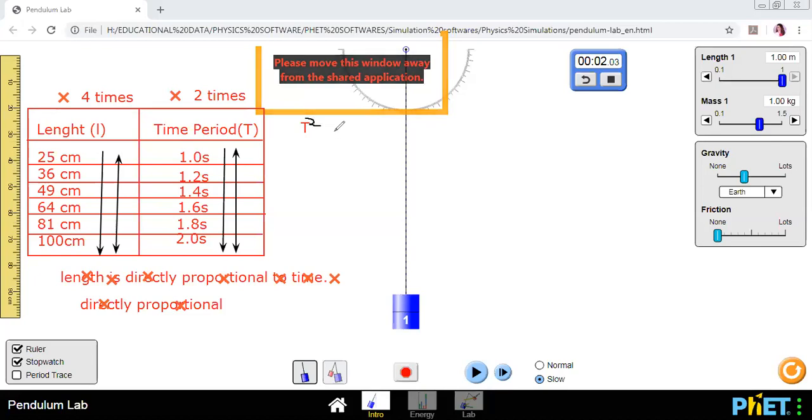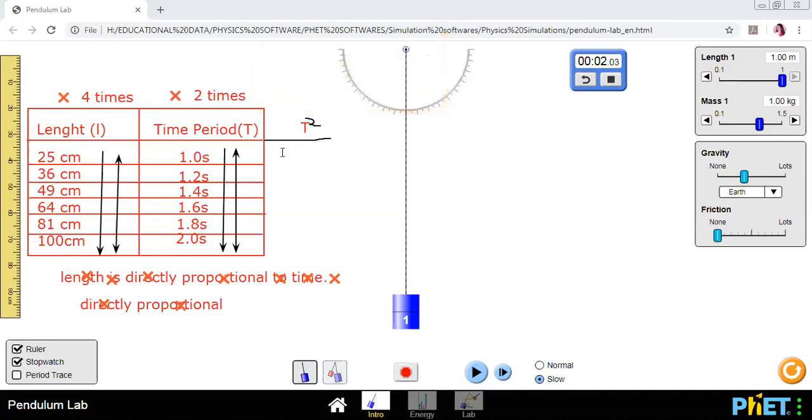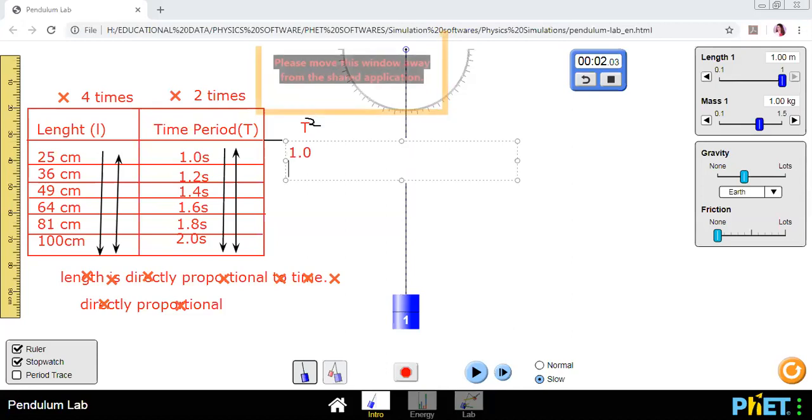Now let me find the square of the time period t. Quickly, all of you start typing and tell me what the square of 1 will be. It will be 1. Can you tell me the square of 1.2? 1.44, very good. Can you tell me the square of 1.4? 1.96, very good.